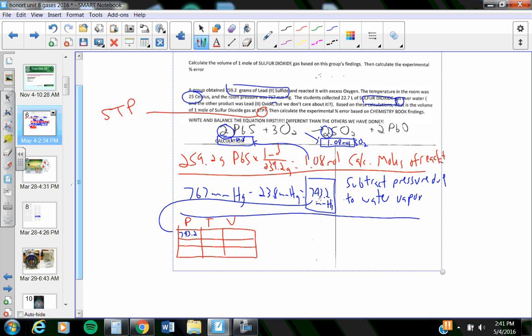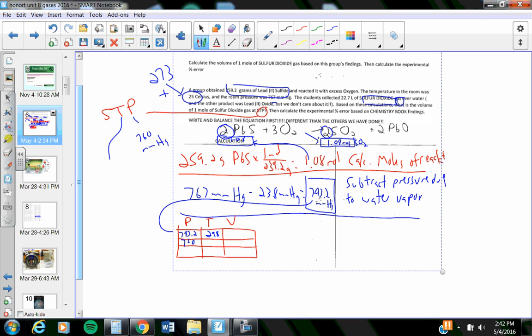What if we change it to standard pressure? Standard pressure, 760 millimeters of mercury. It's in our notes. It's not a secret, 760. This gas was at 25 degrees Celsius. When we're doing gas laws, we have to make sure we add 273 to turn it into Kelvin. So that's 298 degrees Kelvin.